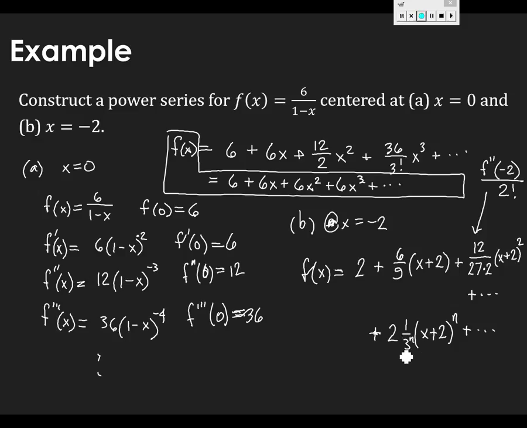Let's check that. N equals 0. Check that with n equals 1. Yeah. N equals 2. We get 2/9. Is that what this is? 2/9? Yeah, that's 2/9 if we simplify it, yeah.